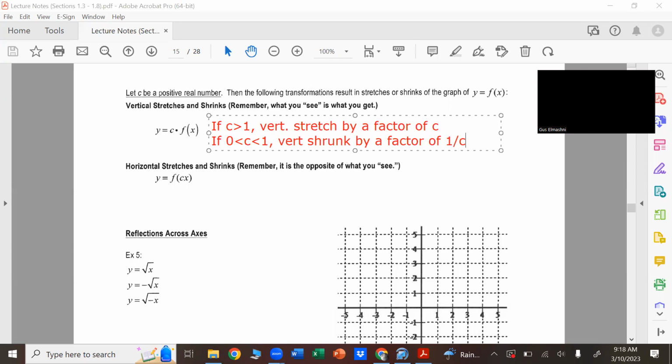And you're going to say 1 over C, just so you know. You're going to flip it over.